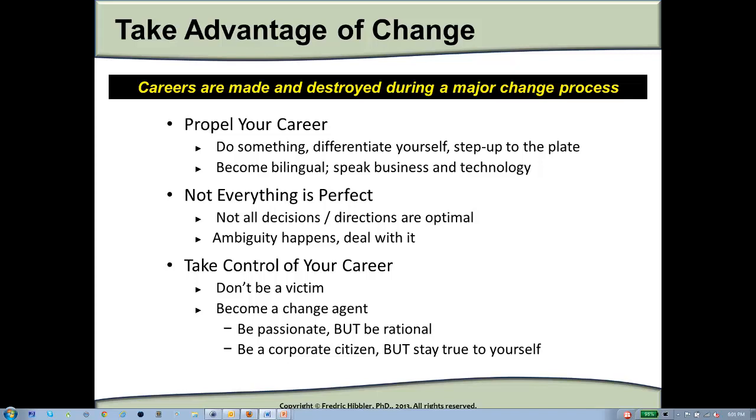So during a change process, take control of your career. Don't be a victim. Become a change agent, but again, be passionate, but be rational about it. And always be a corporate citizen, because corporate citizens are the ones that flourish in the organization.